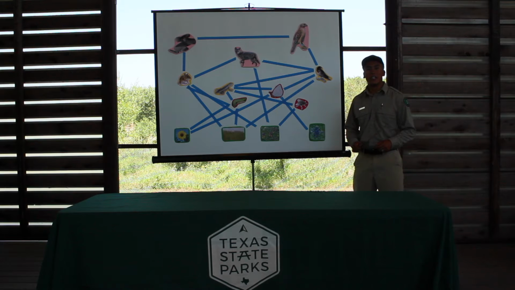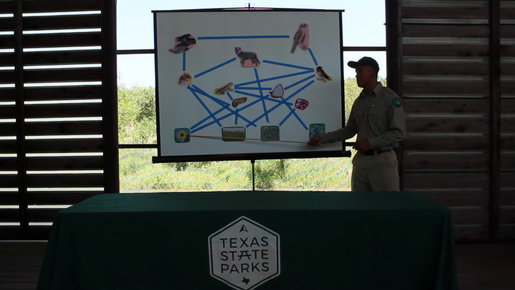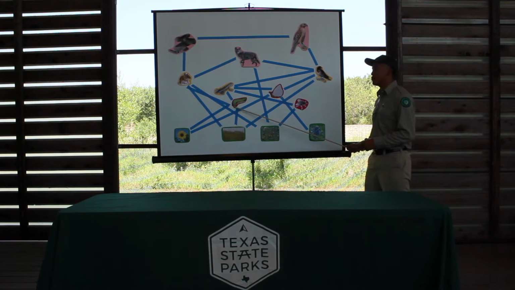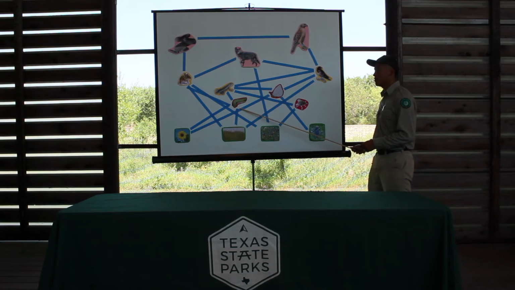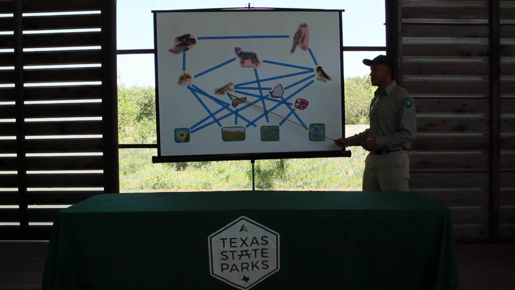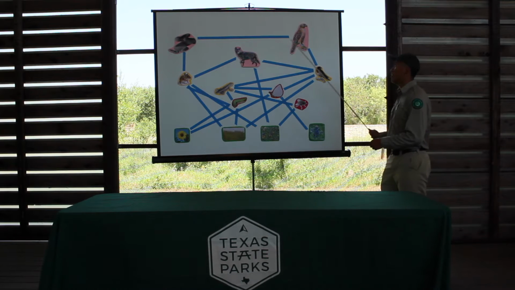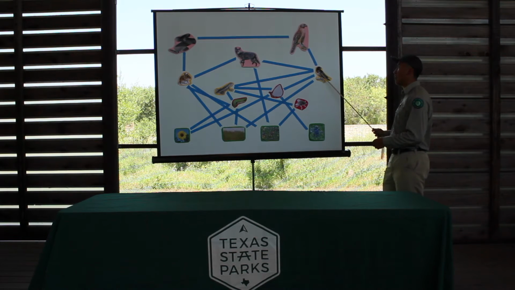An example of an interaction in a community would be a producer like a sunflower is eaten by a primary consumer like a caterpillar, which is then eaten by a secondary consumer, a spiny lizard, which then can be eaten by other things, like a red-shouldered hawk or a common bird like this swallow.